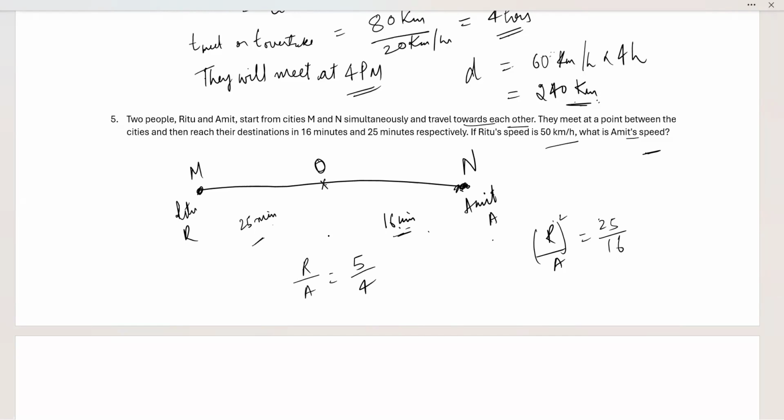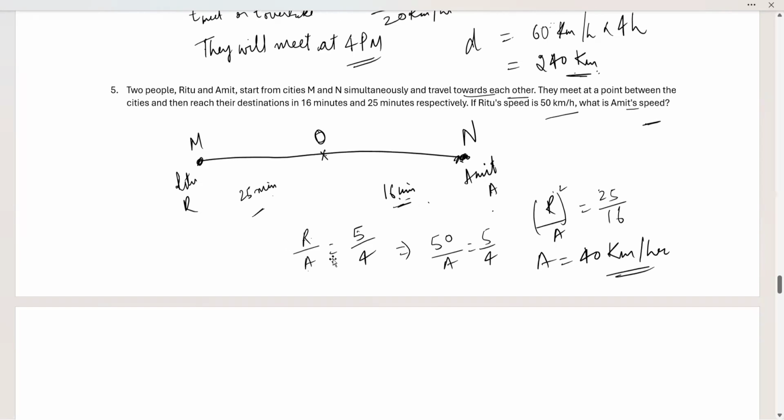Inverse of the term. The ratio, the R का speed by A का speed है, तो time taken by A to reach the destination upon time taken by R to reach the destination after the meeting point. ऐसा लिखना है, ऐसा होना चाहिए. So this is the ratio. And you know R is 50. So putting in the value 50 by A is equals to 5/4. From here you get A speed or speed of Amit is equals to 40 किलोमीटर पर आवर. ठीक है, चलिए लेट्स मूव फॉरवर्ड.